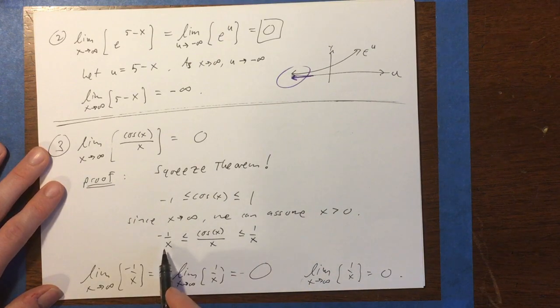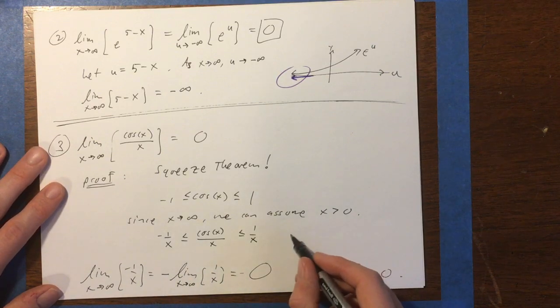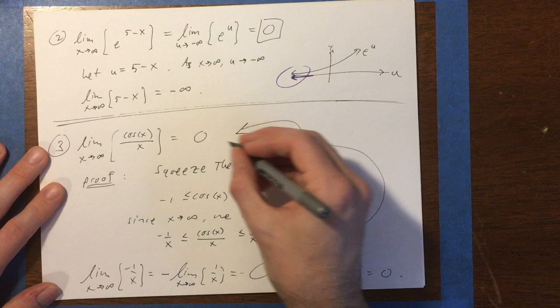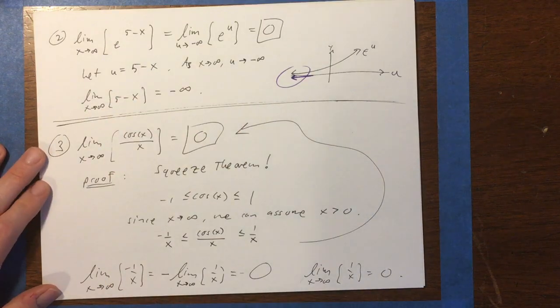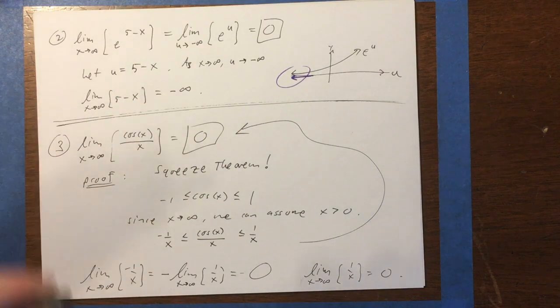Right? So the left side approaches 0, the right side approaches 0, and so therefore by the Squeeze Theorem, this limit approaches 0 as well. Okay? So, here we go.